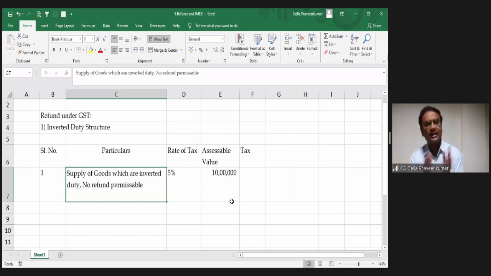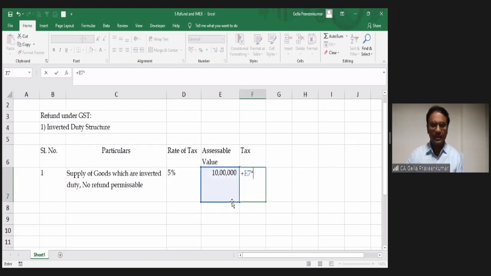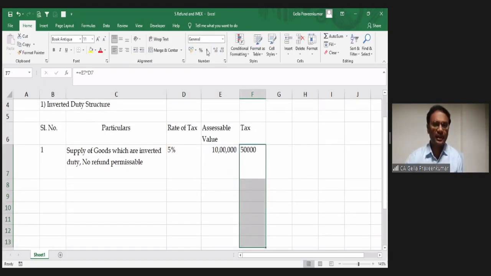So why is it that this industry has not been given a mechanism to encash their refund? There is a policy which is formulated by the ministry. So for a couple of industries or a couple of supplies, though you are under inverted duty structure, you shall not be entitled to a refund. So what is the tax I have paid on my outward? So this is the tax I have paid.